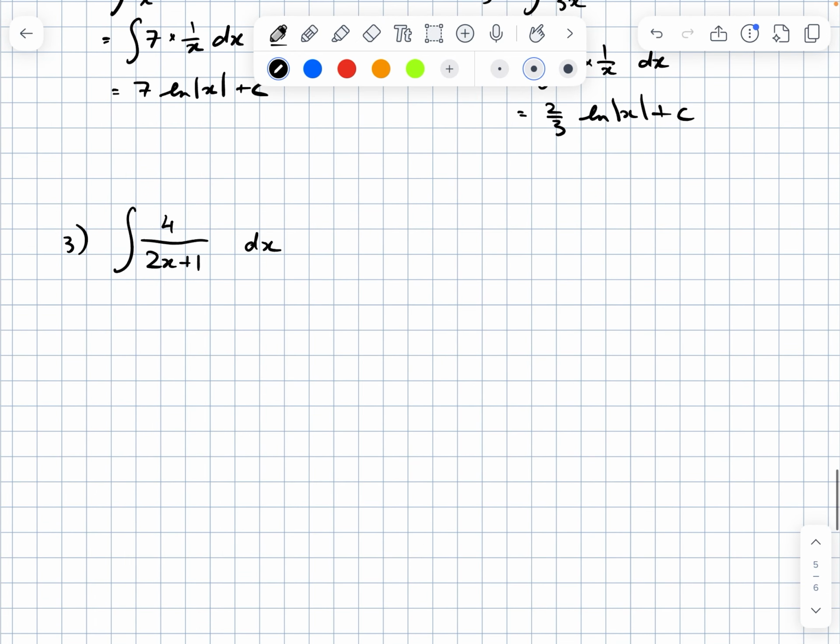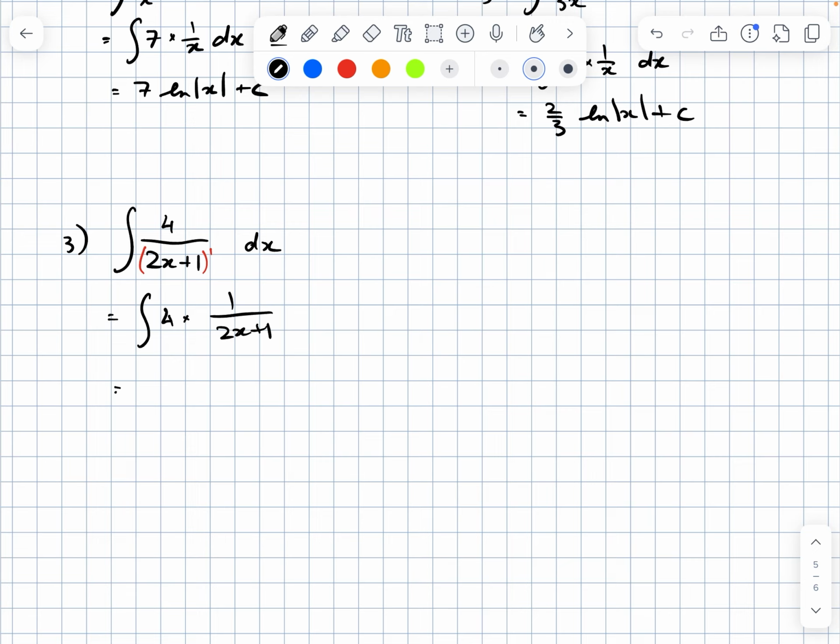Number 3, there's nothing I can take away from the bottom that will give me just 1 over x, because that 2 is involved in the 2x but not the plus 1, which means I have to rewrite this as 4 times 1 over 2x plus 1. And when I'm looking to see if the power on the bottom of the fraction is 1, I look at the whole denominator and treat it as one thing, so that would be to the power 1.